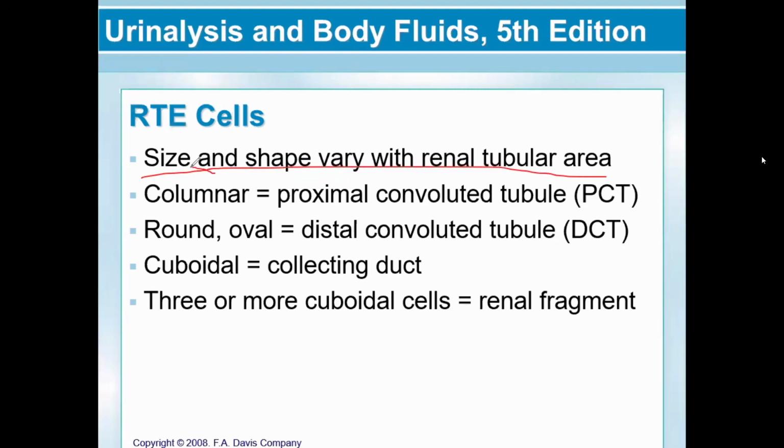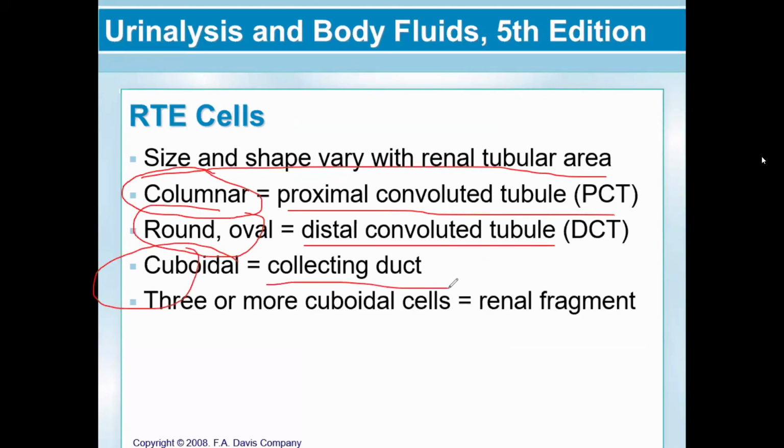So kung columnar yan, that RTE is from your proximal convoluted tubule. If it's round or oval, it's from the distal convoluted. And if it's cuboidal, it's coming from the collecting duct. Okay? So yung basis natin ng location niya is yung shape niya. So again, tatandaan nyo ito, yung round or oval natin or the RTE coming from the distal convoluted tubule, minsan nakala natin sila ay mga urothelial cells.